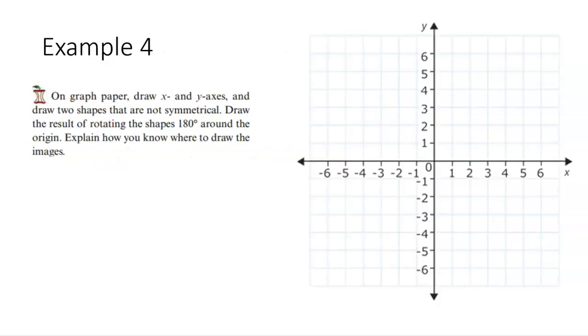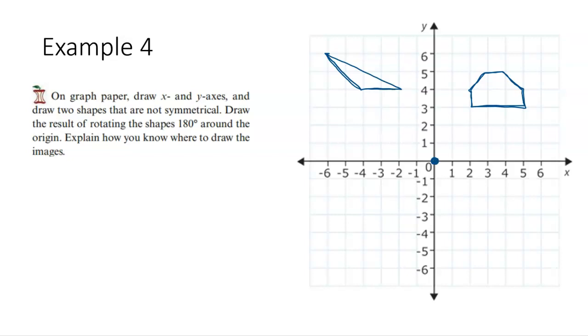Let's look at an example here. So we've got our X and Y. They want us to draw two shapes that are not symmetrical. All right, so let's take a peek here. So let's do maybe this triangle here. And then let's do a weird shape here. Okay. So we've got our two shapes, and we're going to draw the result of rotating the shapes 180 degrees around the origin.